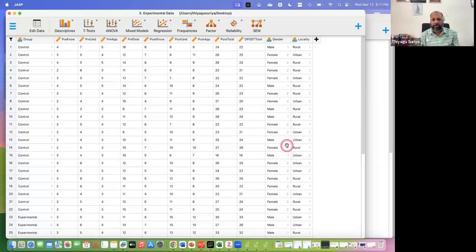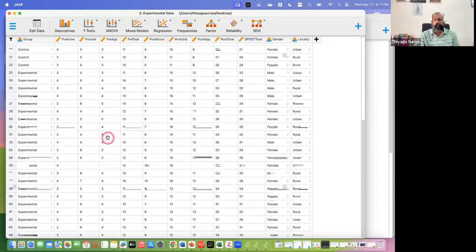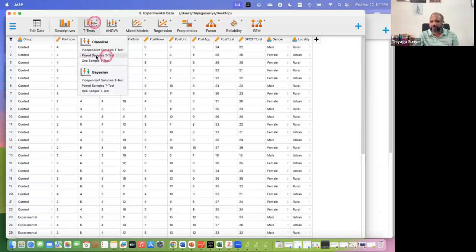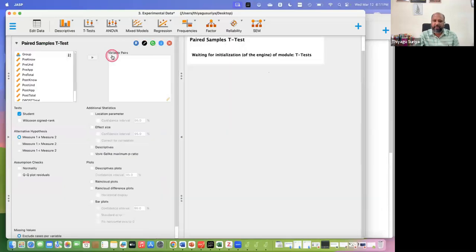Okay, now can we move to the next level? So now we can see the control group and experimental group. Now we need to do the paired sample t-test. How to do the paired sample? Go to the t-test, where the paired sample t-test is. Click the paired sample t-test.